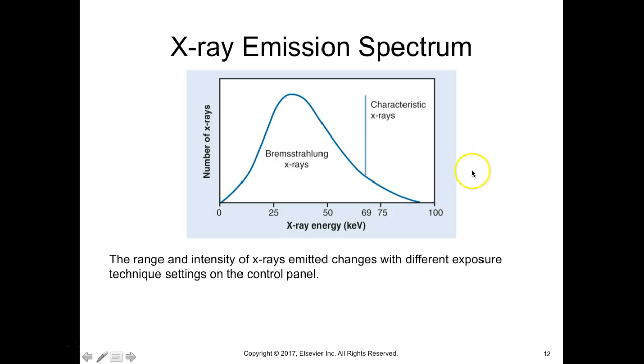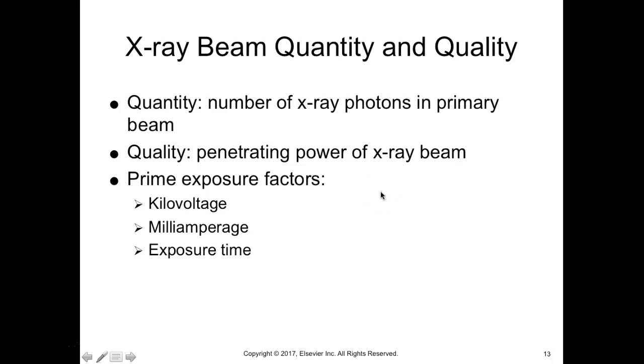So if you dial up 90 kVp on your console, this is what your X-ray energy spectrum is going to look like. You are only getting a couple photons at your 90 kVp. You're mainly hitting around 30 for your peak. So you have a few X-rays here in your characteristic range.